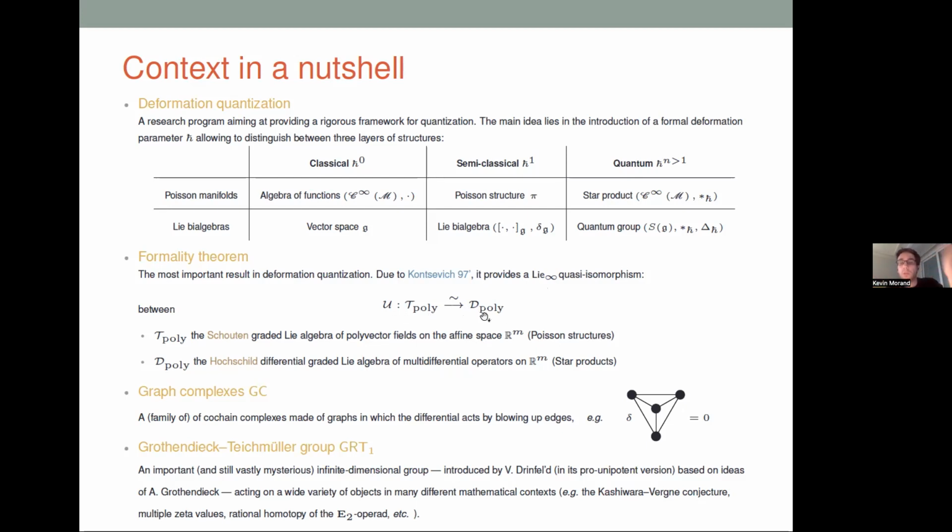In particular, T-poly is the cohomology of D-poly. This equivalence can be used in order to solve the quantization problem for Poisson manifolds, since it induces a bijection between the Maurer-Cartan sets associated to T-poly and D-poly. T-poly controls Poisson structures or formal Poisson structures, and D-poly controls star products. So this equivalence allows us to quantize any Poisson structure and to associate to it a star product.